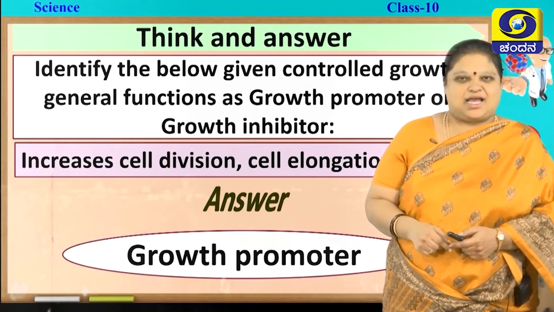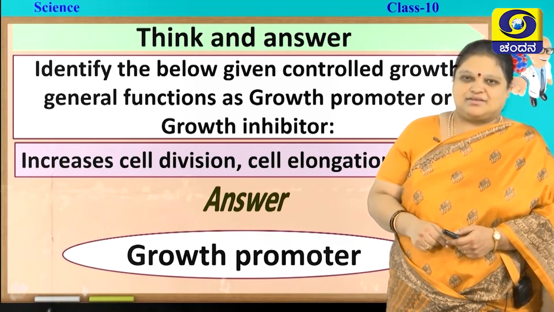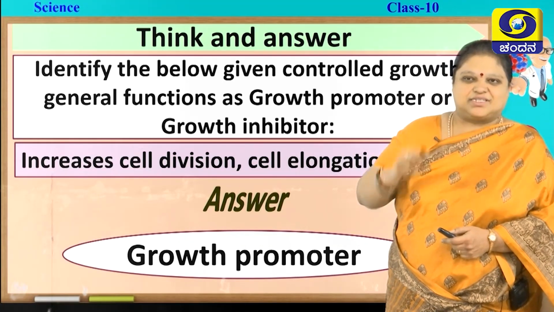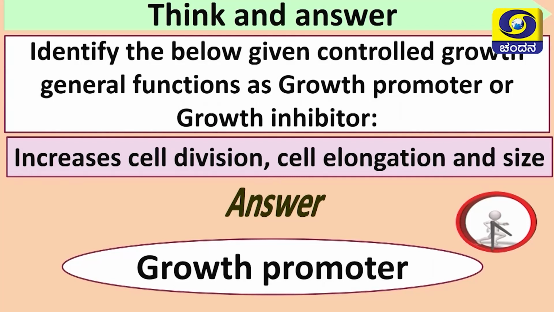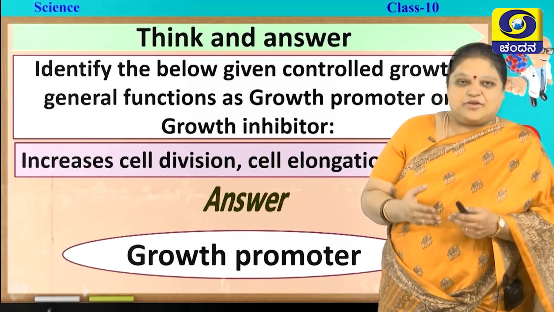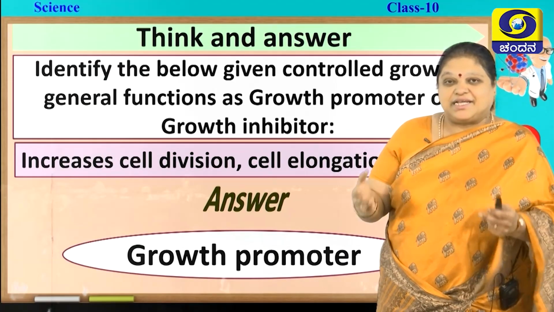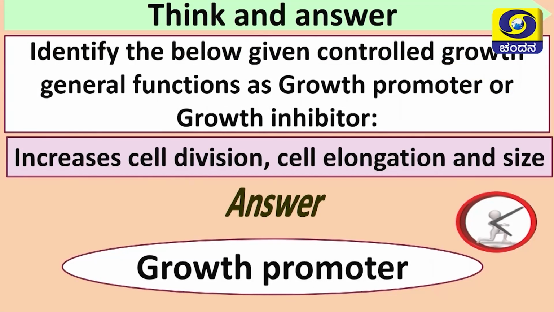Now, I have another question for you on the same thing. It increases cell division, cell elongation and size. Which hormone will help you in cell elongation? Can you guess and tell me? Very good. It is gibberellins. Can you tell me which one will help in increasing cell division? Absolutely right. It is cytokinins. Very good. We will go to the next question.